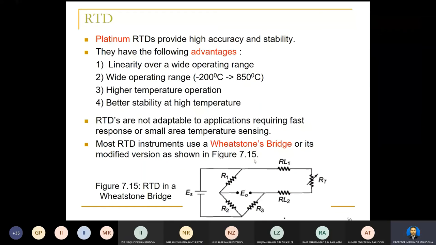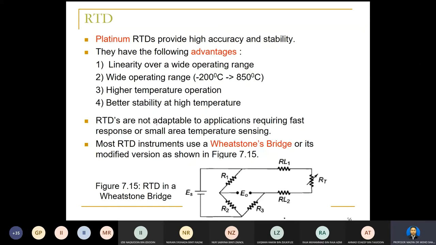Okay, so the platinum RTD provides high accuracy and stability because of the range. Using platinum material, the range is very high, from negative 200 to 850 Celsius. That's why it has a wide operating range. The advantages of RTD are linearity over the wide operating range, higher temperature operation, and better stability at higher temperature.